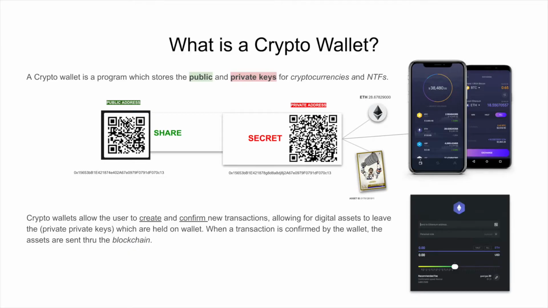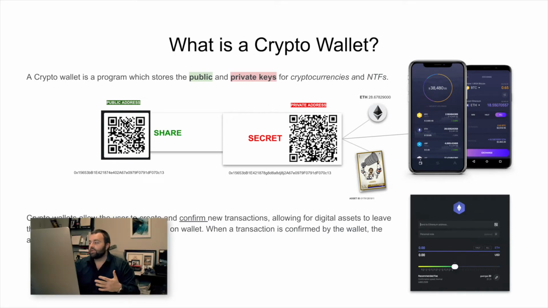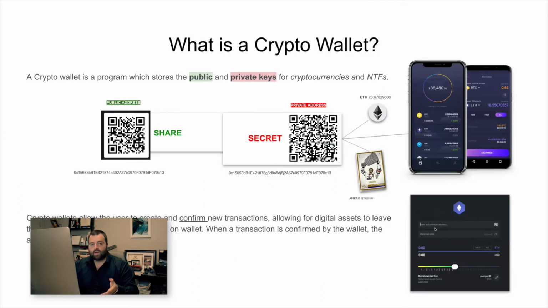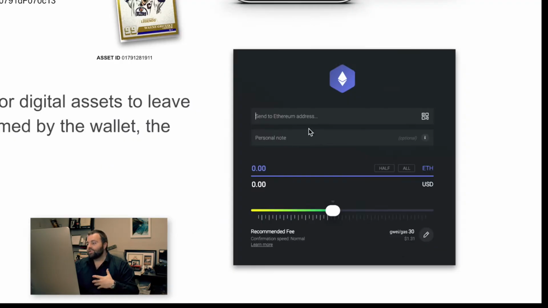Crypto wallets allow the user to create and confirm new transactions, allowing for digital assets to leave the private keys, which are held on the wallet. When a transaction is confirmed by the wallet, which is going to be you, the user, the assets are sent through the blockchain. Let's say you have 28.67 Ethereum on this wallet. What you're going to do is paste somebody's public address, and then you will send them, for example, 5 Ethereum, which would be quite a bit. And then that is going to be sent through the blockchain.